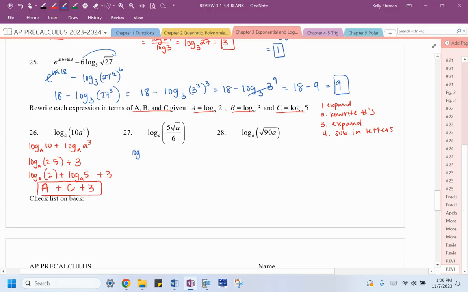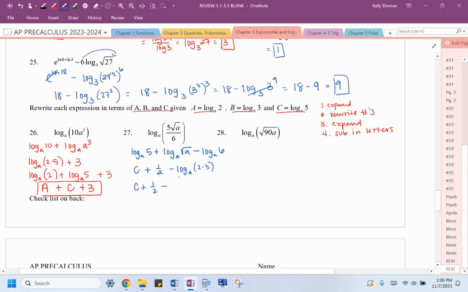Same thing for the next one. Expand: log base a of 5 plus log base a of the square root of a minus the log base a of 6. Log base a of 5 is c. Log base a of square root of a is 1/2. 6 needs to be rewritten: minus log base a of 2 times 3. 3 times 2, order doesn't matter.